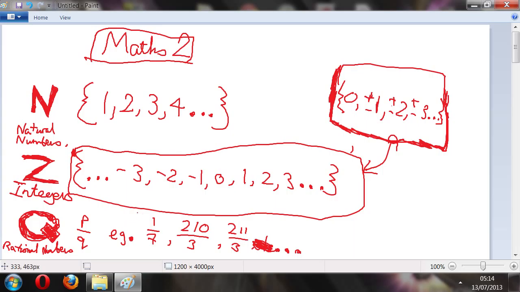Then we have rational numbers, and rational numbers are an expression p over q, and p and q are both integers, basically. So, yeah, that's how that works.